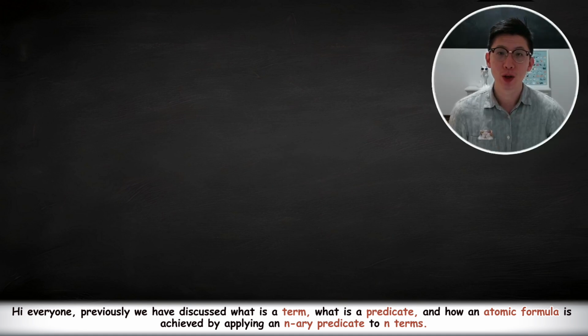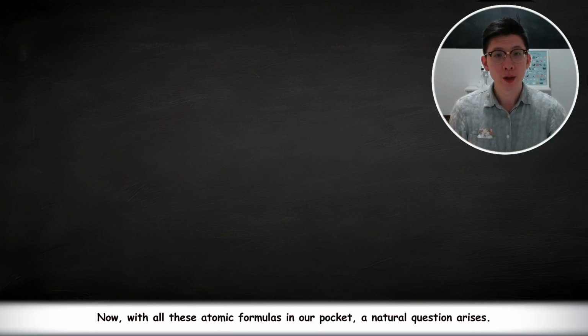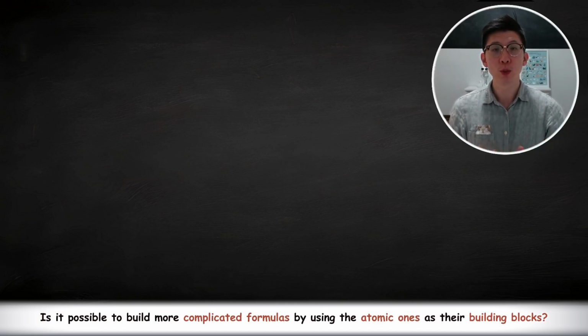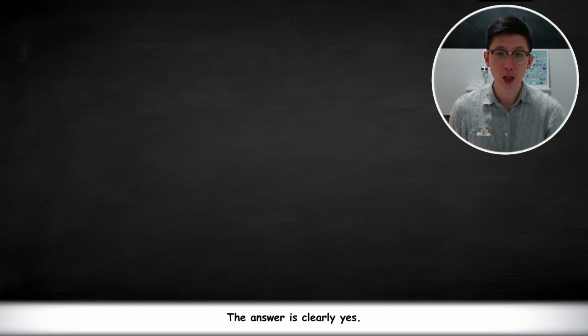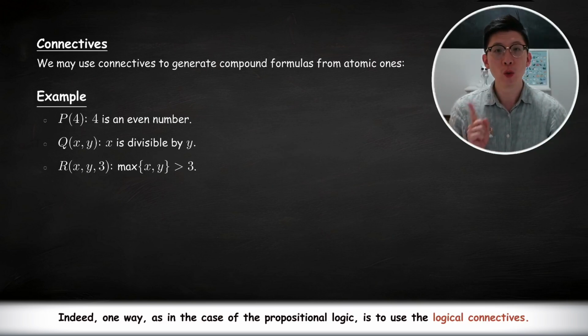Previously, we have discussed what is a term, what is a predicate, and how an atomic formula is achieved by applying an n-ary predicate to n terms. Now, with all these atomic formulas in our pocket, a natural question arises. Is it possible to build more complicated formulas by using the atomic ones as their building blocks? The answer is clearly yes. Indeed, one way, as in the case of the propositional logic, is to use the logical connectives.